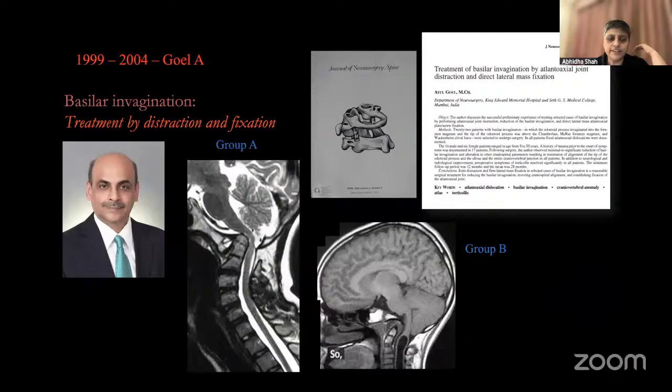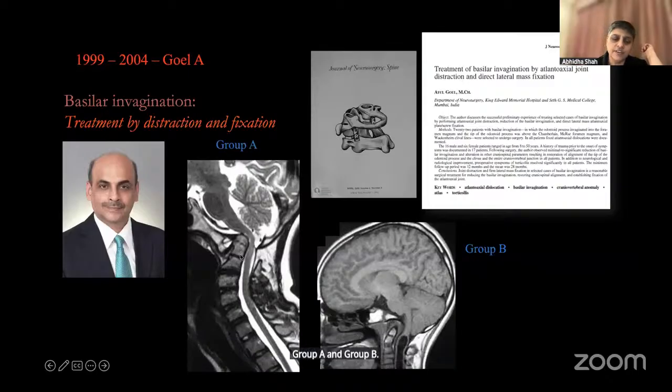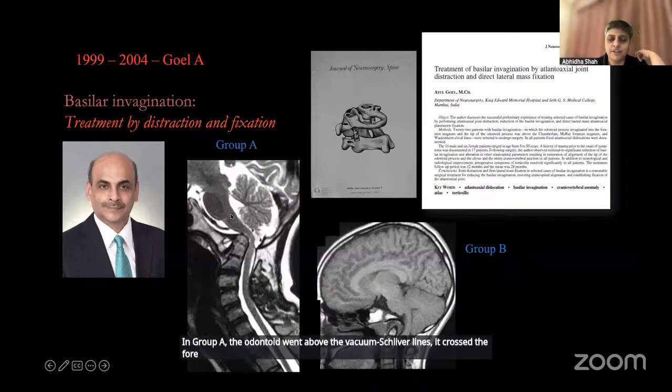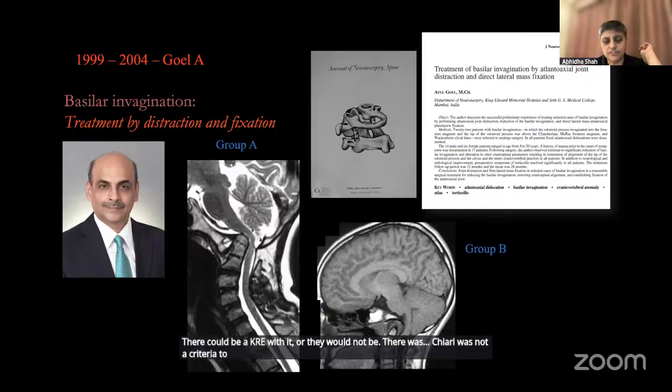So on treating these anomalies, we started treating basilar invagination. So Professor Goel in 2004 published this paper where he divided basilar invagination into two groups, Group A and Group B. In Group A, the odontoid went above the Wackenheim's clival line. It crossed the foramen magnum and it caused a compression of the cervicomedullary region. There could be a Chiari with it, or there would not be. Chiari was not a criterion to divide the basilar invagination.